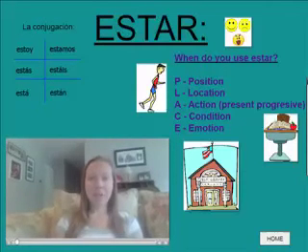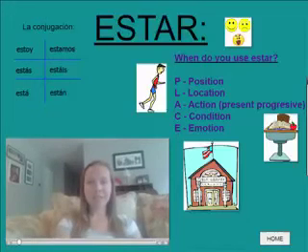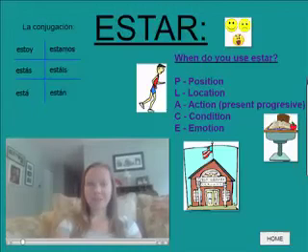As you watch the video on the uses of estar, on your guided note sheet, you are going to write down the rule in one or two words. And you're also going to draw a quick representation of that rule to help you remember.